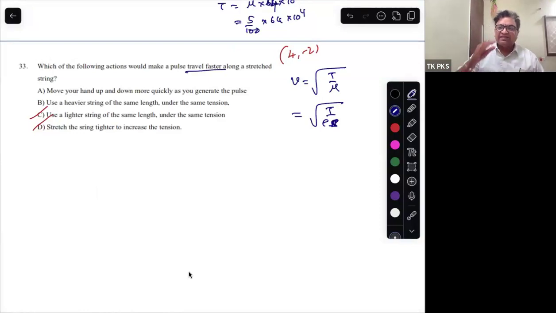This event makes the speed of the pulse slower. Use a lighter string of the same length and the same tension. Absolutely correct. Denominator is reduced, fraction increases, speed increases. Stretch the string tighter. Yeah, obviously. More is the tension, more is the speed in the string. At least this question you can answer.